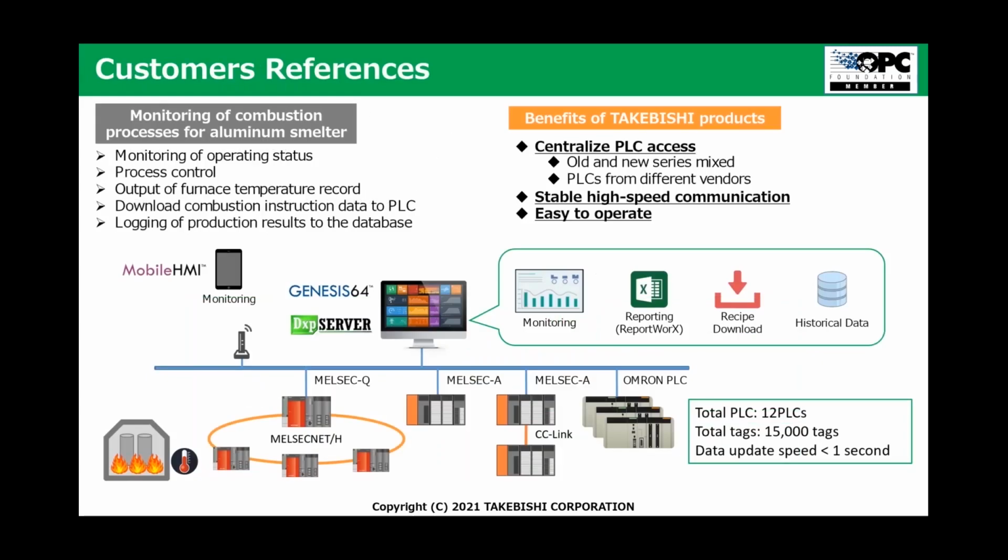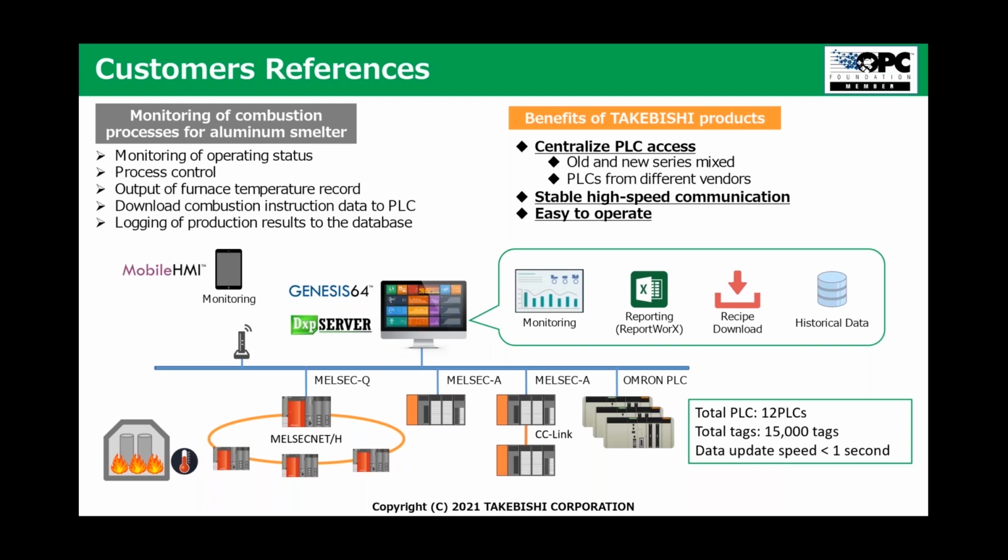As an example here, a customer reference. This is a monitoring of a factory with a combustion of an aluminum smelter, and you can see at the bottom, of course, the aluminum oven, and here a total of 12 PLCs are used. We have several Mitsubishi Electric Melsec PLCs: a Melsec Q, a Melsec Net H, a Melsec A, but we also have, for example, Omron PLCs, and all these different PLCs can be used on one connection. They all talk to the DXP server, and the DXP server on its side talks to the Genesis 64.